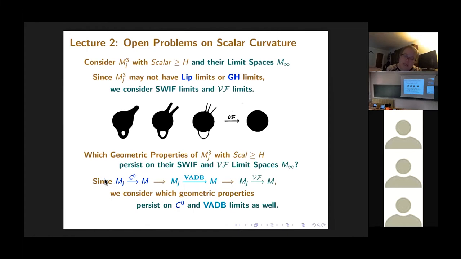So since these two notions of convergence imply the one that we're most interested in, you can consider which geometric properties persist under C0 and VADB convergence. Many of them have already been checked under C0 convergence. So I will discuss the results that have already been shown for C0 convergence, but the questions involving volume above, distance below convergence are almost completely open.